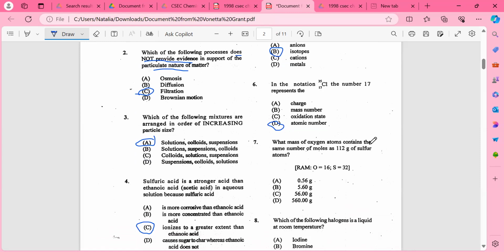The mass of oxygen atom contained in a sample contains the same number of moles as 112 g of sulfur atom. So we need to find the number of moles. Number of moles is given by mass over molar mass. So it's going to be 112 divided by 32, which gives us 3.5. So it wants the mass of oxygen atom, not molecule, atom. So oxygen: 3.5 times 16. What's the answer? 56 grams.